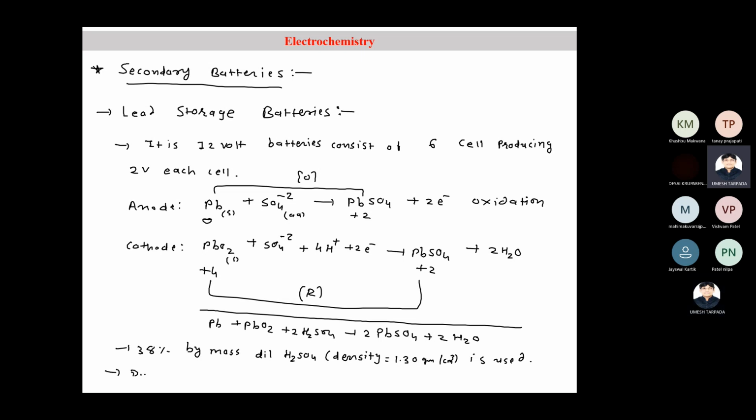Density of H2SO4 decreases from 1.30 to 1.20 during discharge. Therefore, the cell needs to be recharged.